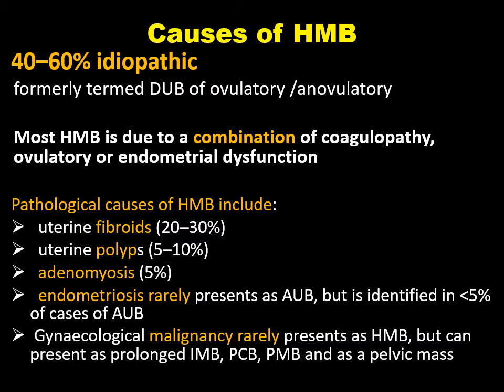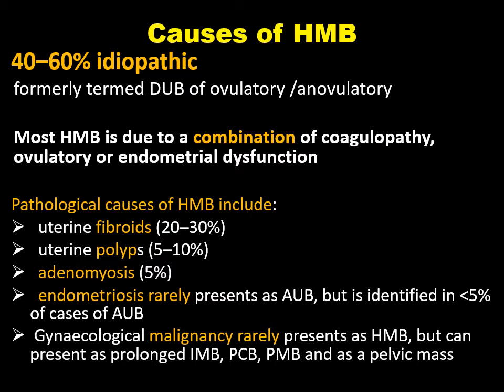Pathological causes may include fibroids, polyps, adenomyosis, and for endometriosis, it rarely presents as abnormal uterine bleeding. The main symptom of endometriosis is pain, dysmenorrhea, secondary dysmenorrhea, or chronic pelvic pain. If abnormal bleeding occurs with endometriosis, it is usually premenstrual spotting rather than heavy menstrual bleeding.